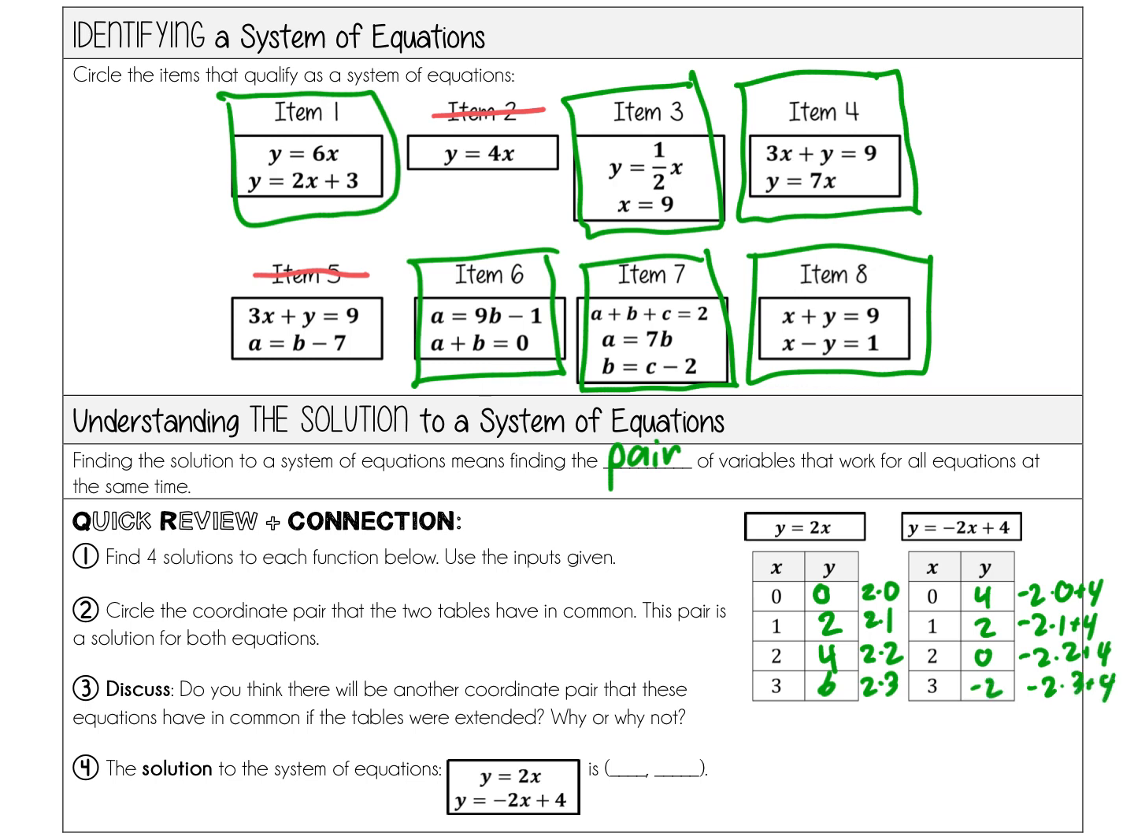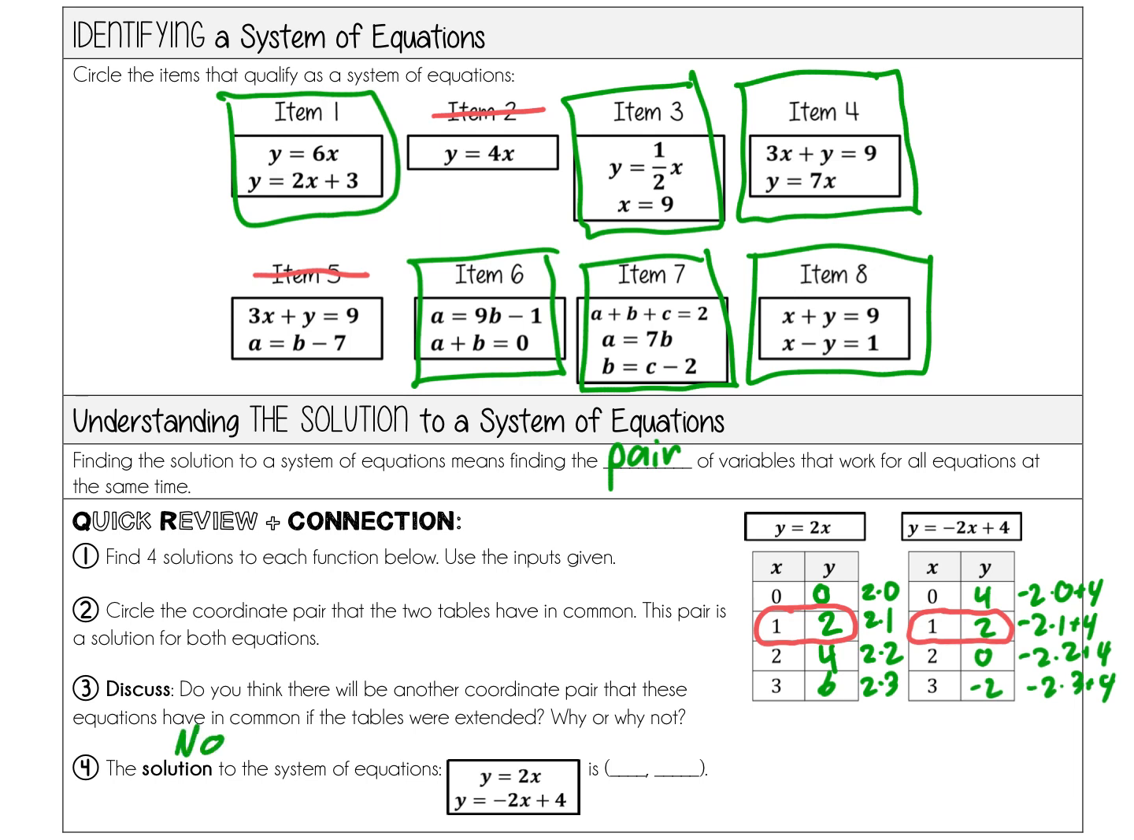Now for step 2, let's circle the coordinate pair that the two tables have in common. This pair will be a solution for both equations. Well, the point (1, 2) is in both equation tables, so we're going to circle that. Next, let's discuss: do you think there will be another coordinate pair that these equations have in common if the tables were extended? Why or why not?